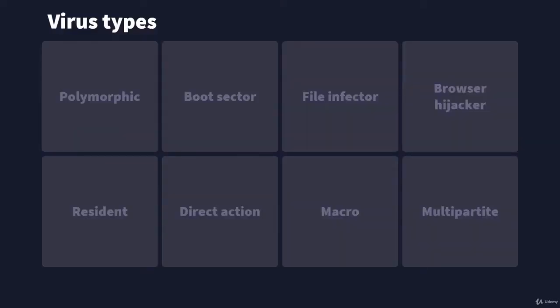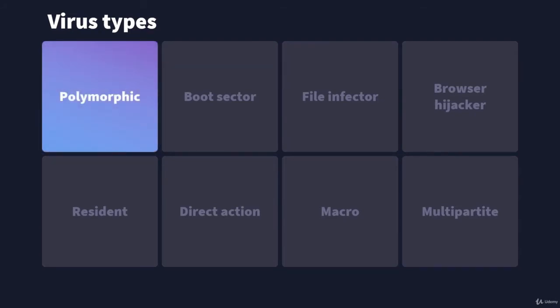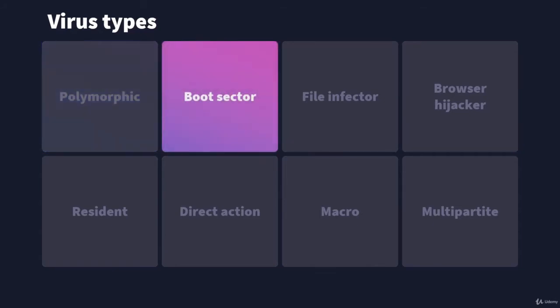Now that we know what a virus is, let's have a look at some types of viruses. First, we have the polymorphic virus. A polymorphic virus changes its code each time it replicates itself. It does this to evade detection by antivirus programs. Because of this reason, modern viruses are usually polymorphic. Next, we have the boot sector virus. This type of virus is triggered whenever the victim starts their computer.